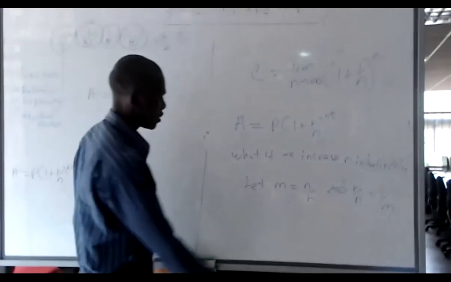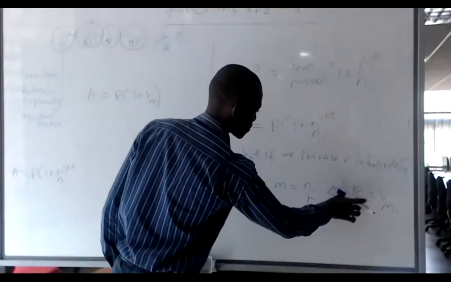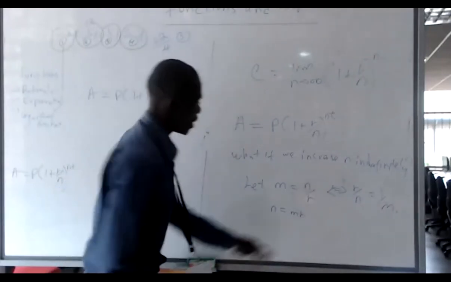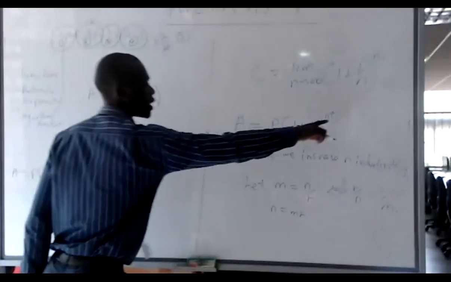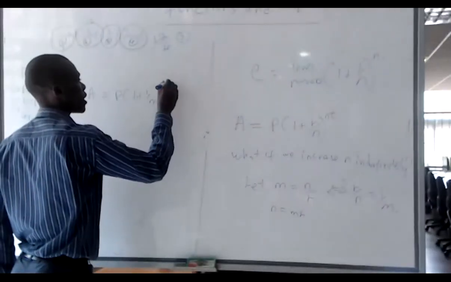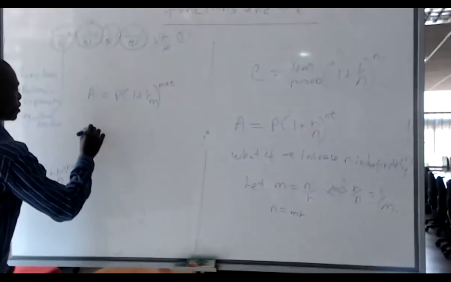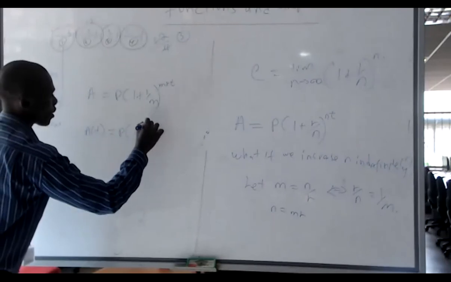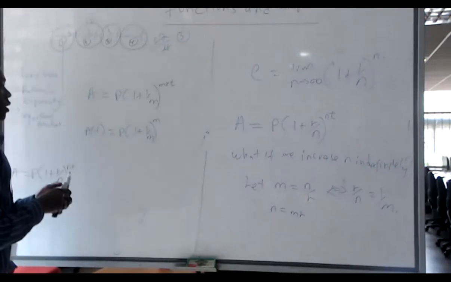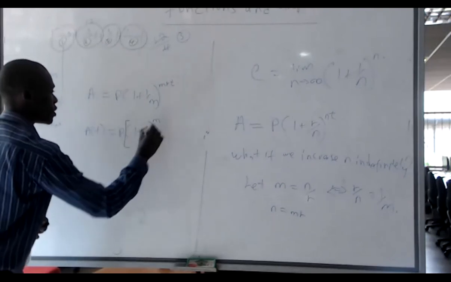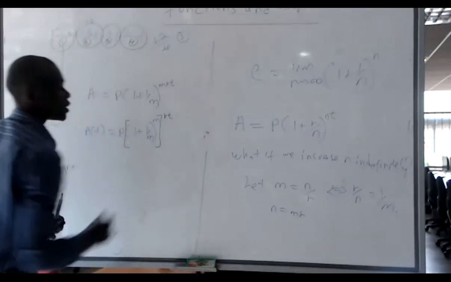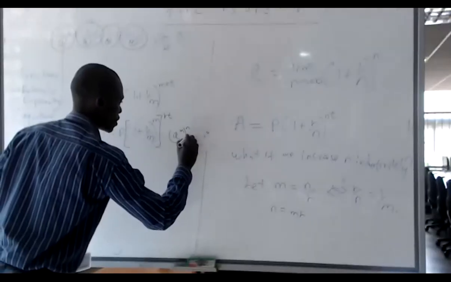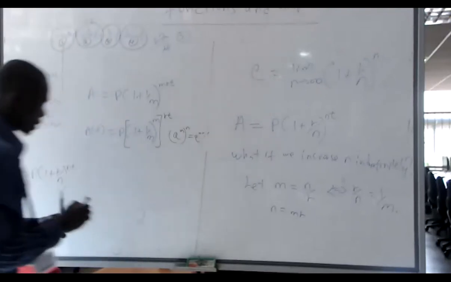So what is n? From here, we can write n as mr, multiplying both sides by r. So where there is n here, I put mr, giving mrt. So this is P times (1 plus 1 over m) raised to m, all raised to rt. I'm applying the law of exponents: a raised to m raised to n is the same as a raised to the product of these exponents.